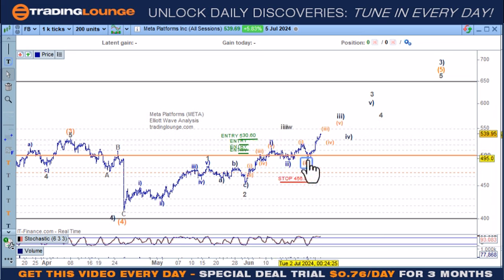Now, as I mentioned, the move up here can also be counted differently as well, but it doesn't matter because they're all going in the same direction. And at the end of the day, it's this wave 3, 5 of 3, 5, 5 of 3 that we're looking for.